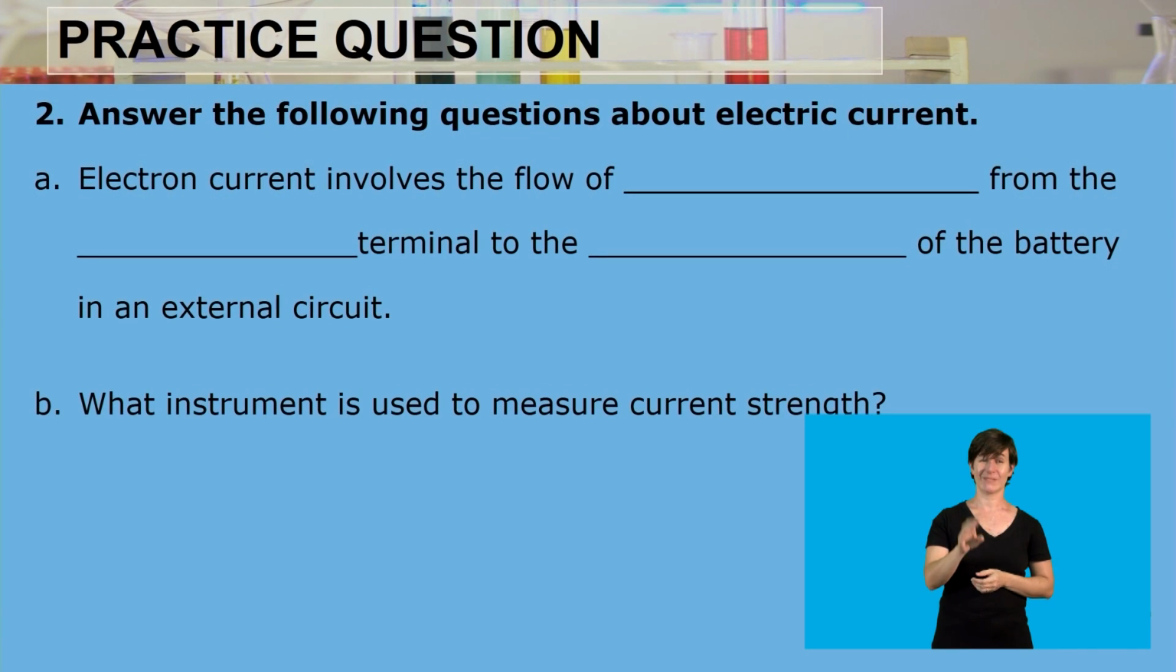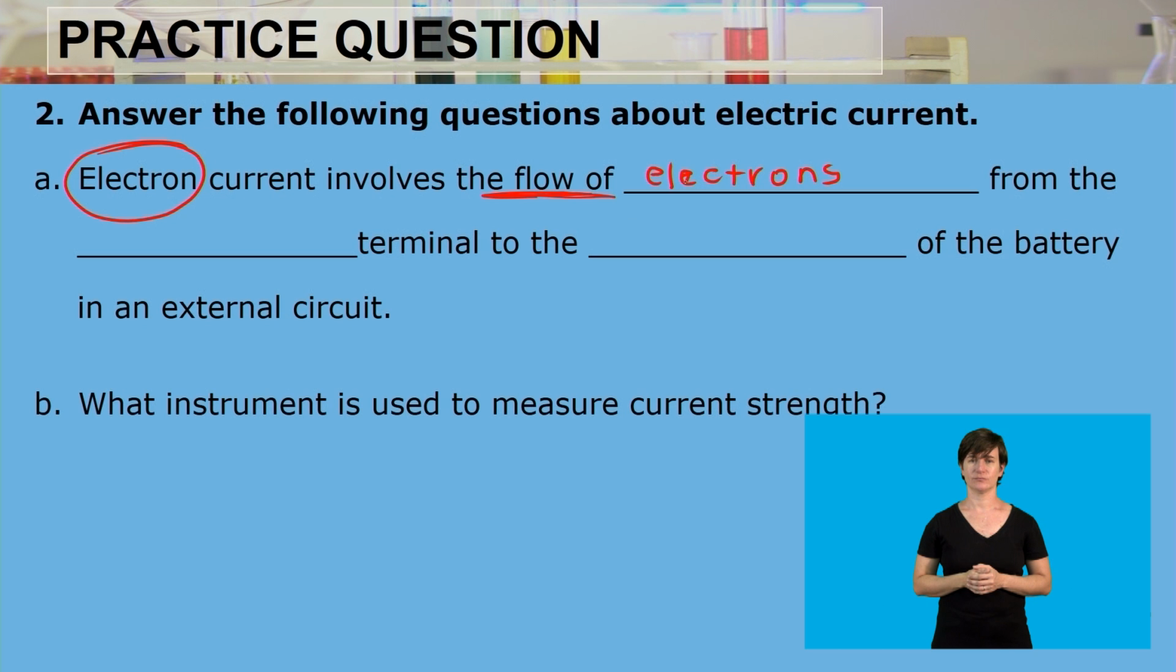Now, question 2. We are told that electron current involves the flow of what? The electron current involves the flow of electrons, flowing from a certain terminal to another terminal. Remember that in a conductor, the electrons are moving in various directions. Once you connect a cell to that conductor, these electrons start moving from a negative terminal to a positive terminal.